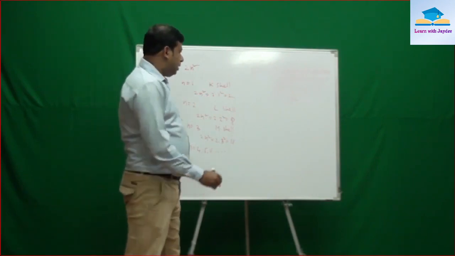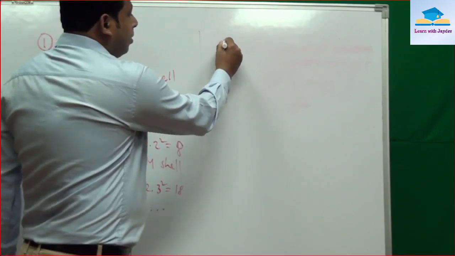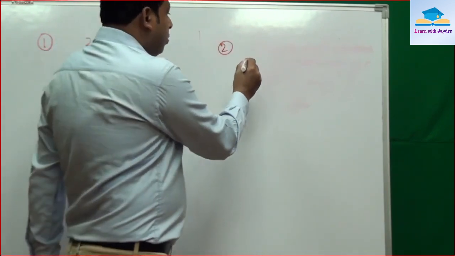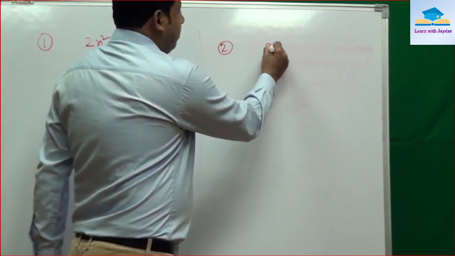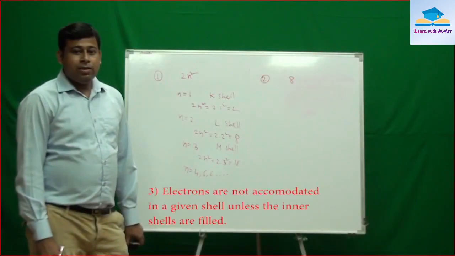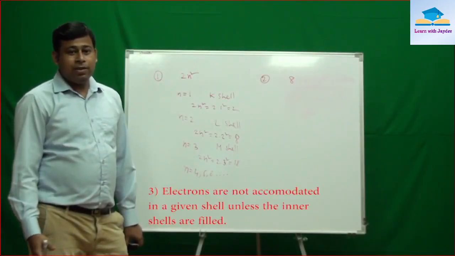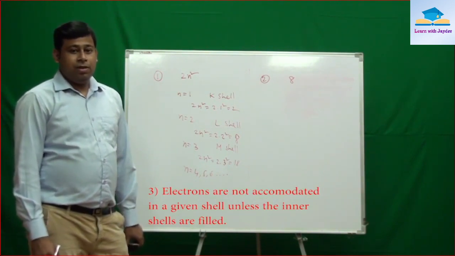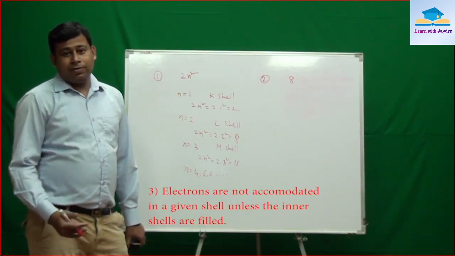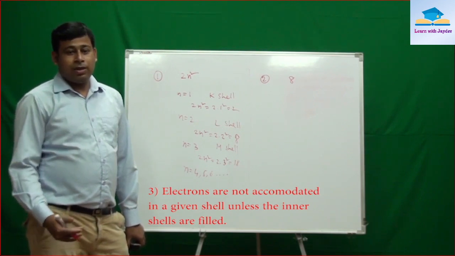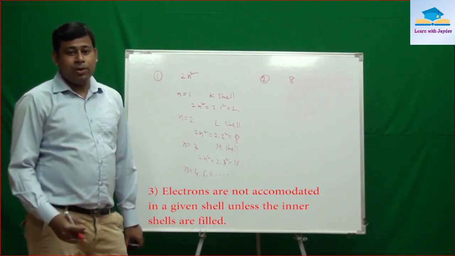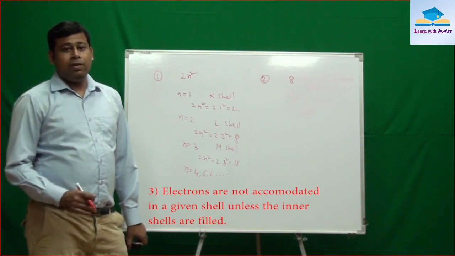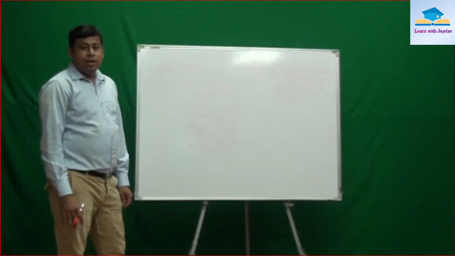But rule number 2 says the maximum number of electrons in the last orbit, the outermost orbit, is 8. Rule number 3 says electrons can be accommodated in any given cell only when the previous orbit is completely filled. So in order to accommodate electrons in any orbit, the previous orbit should be filled completely. Now we'll see how the electrons are distributed in different elements.